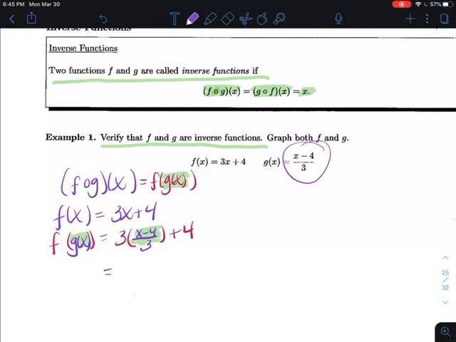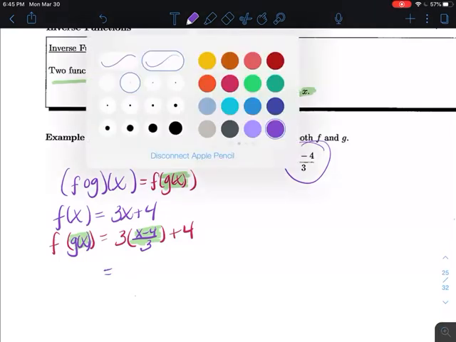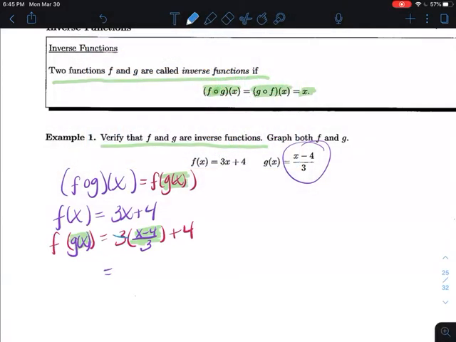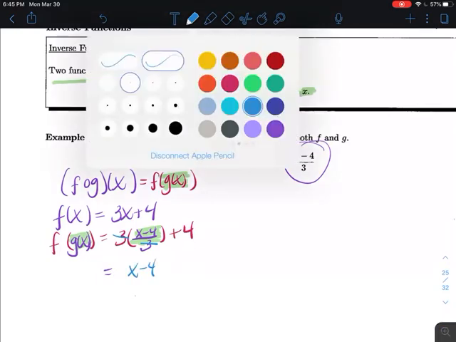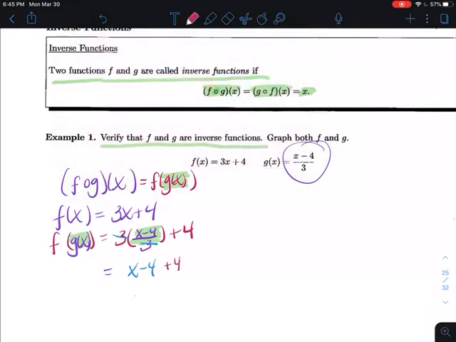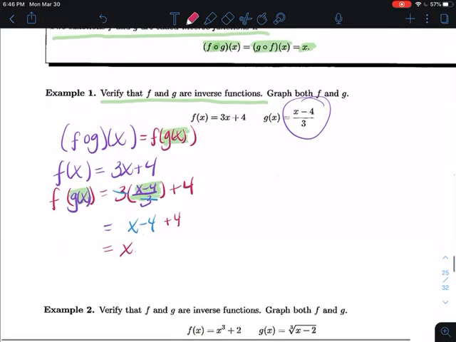And now you need to simplify this right side. If you notice, the 3 here and the 3 in the denominator, they cancel out. And so you're left with x minus 4. And then you still have that plus 4 at the end. x minus 4 plus 4 is x. So because my final answer is x, that lets me know that f and g of x are inverses of each other.